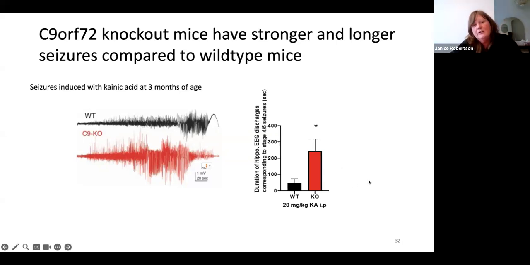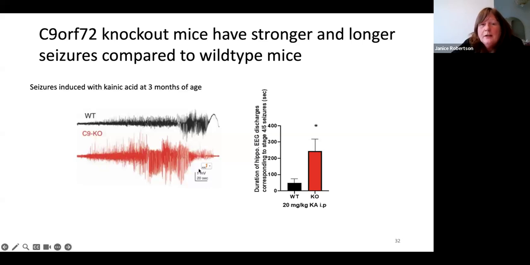So the C9 knockout mice, when they're dosed, it's assessed over about 60 minutes. And we can make these recordings and we can see that these animals have, not only do they have higher seizure activity, but the seizure activity lasts for longer.